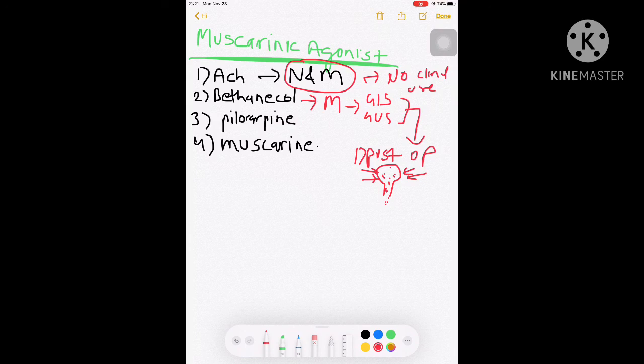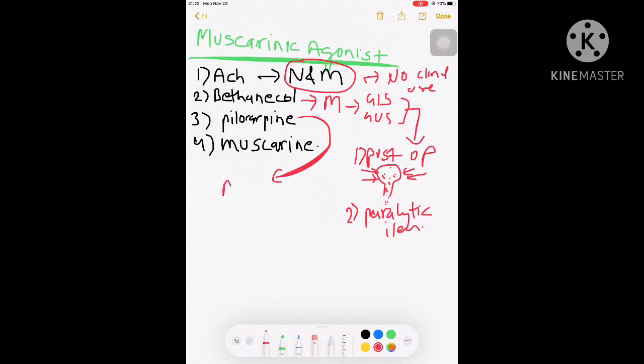The second point where this is used is paralytic ileus. What bethanechol does is stimulate peristaltic movement and increase tone by acting on M3 receptors. And again, in opposition to acetylcholine, neither true nor pseudocholinesterase enzymes act on bethanechol. The third one is pilocarpine.